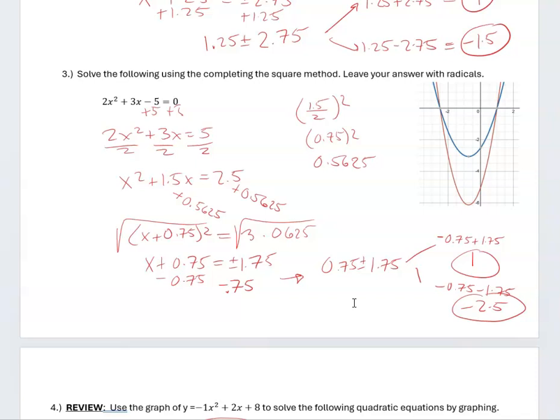Since those are pretty, that means that you could have solved by factoring. If they were decimal answers that you had to round, that means you couldn't have solved by factoring.